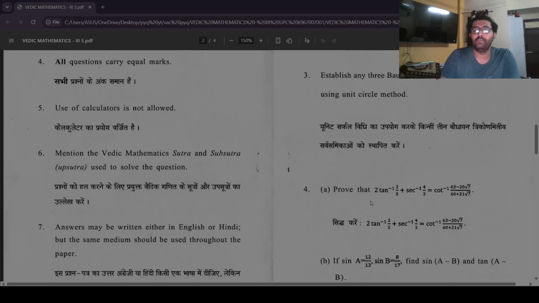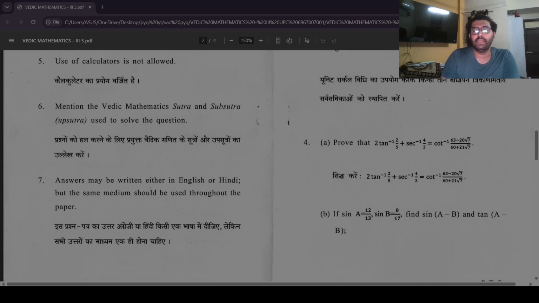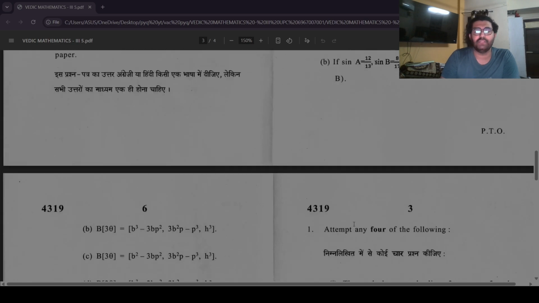Question number 4. A. Prove that 2 tan inverse 1/5 plus sec inverse 5 root 2 by 7 plus 2 tan inverse 1/8 equals to cot inverse 63 minus 20 root 7 upon 60 plus 21 root 7. B. If sine A equals to 12 by 13 and sine B equals to 8 by 17, find sine A minus B and tan A minus B.